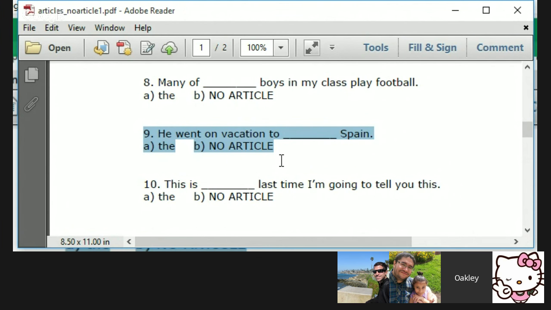Vitor, number 9. We went on vacation to Spain. That's right. Okay, no article. Why? Good question. Because it's a name. All right. Names don't need articles.